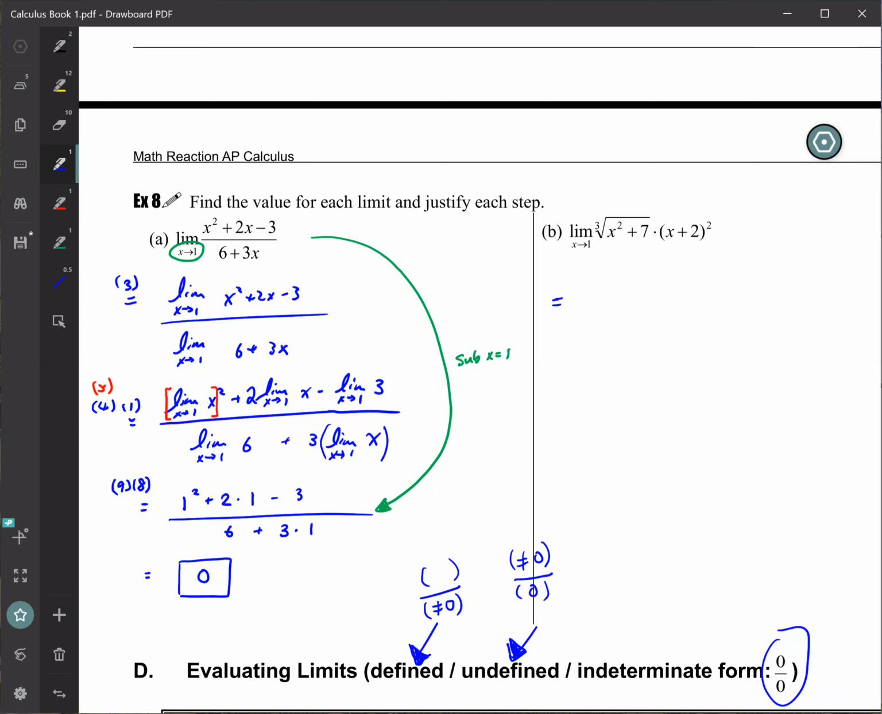Don't forget to raise your hand. Anyone here has no idea which law to start? You can let me know. Okay.